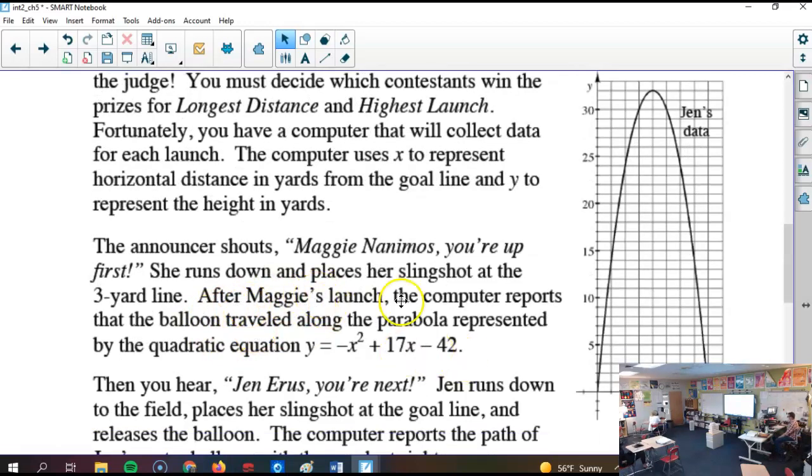After Maggie's launch, the computer reports that the balloon traveled along the parabola represented by the quadratic y equals negative x squared plus 17x minus 42.